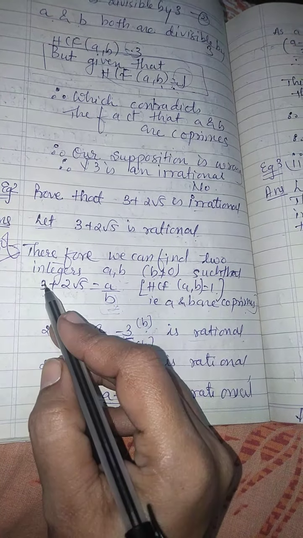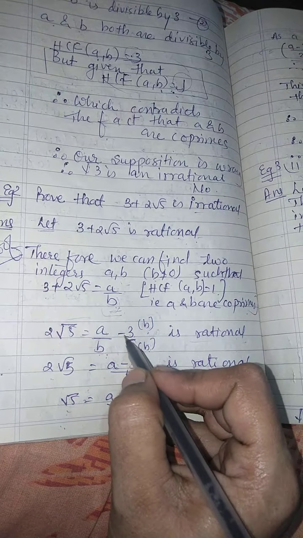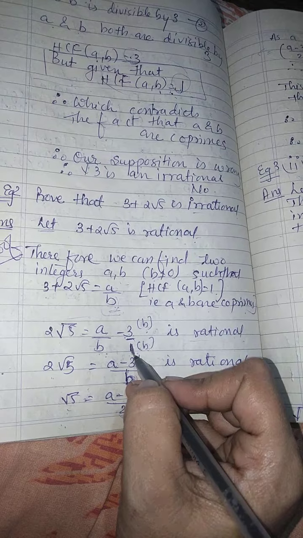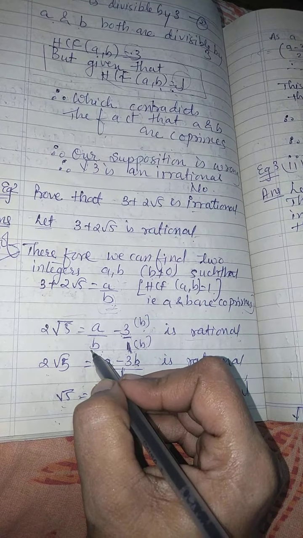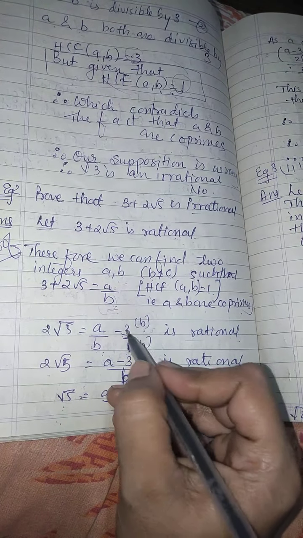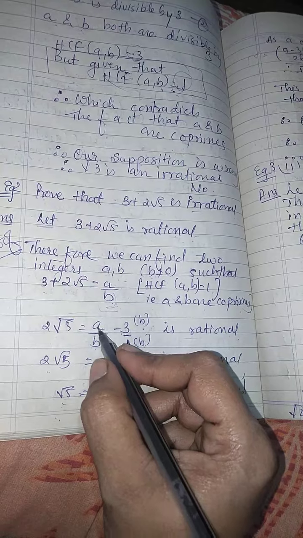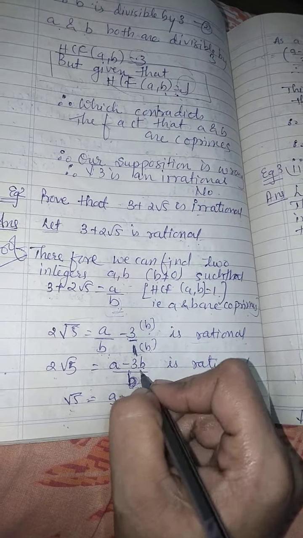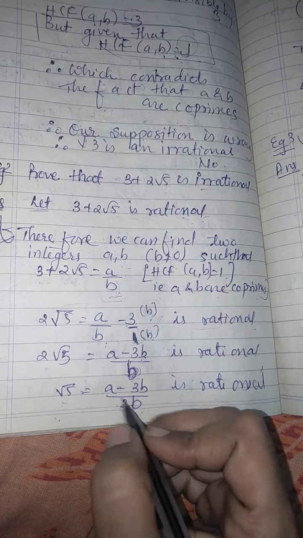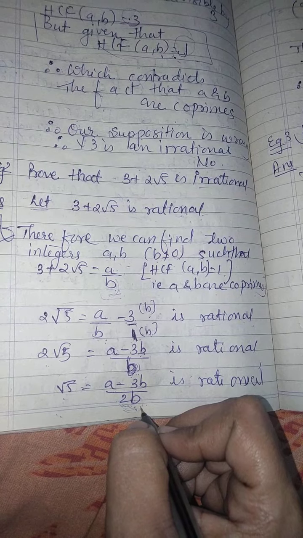First remove 3 from the left side, move it to the right. So plus 3 will become minus 3. In the denominator nothing is written, so we will write 1. LCM of 1 and b will be b. So for bringing b, we have to multiply b in numerator as well as denominator. The LCM is b, so you will get a minus 3b upon b. Take 2 down in the denominator, so root 5 equals a minus 3b upon 2b.